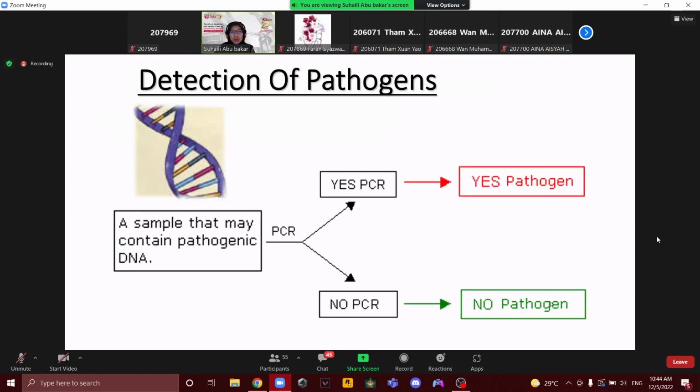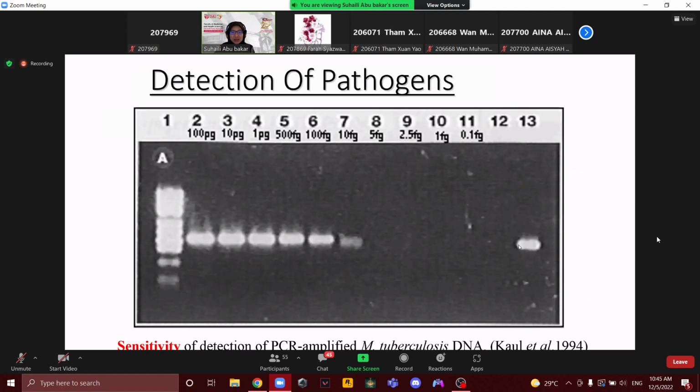If there is no band, no pathogen. If there is a band, the pathogen is present in the sample. Like this, right? Tuberculosis. The concentration of the tuberculosis with the decreasing sample shows sensitivity. With less DNA, we still can amplify the tuberculosis DNA.